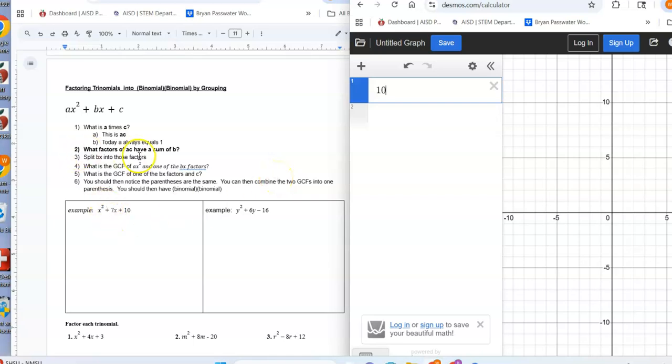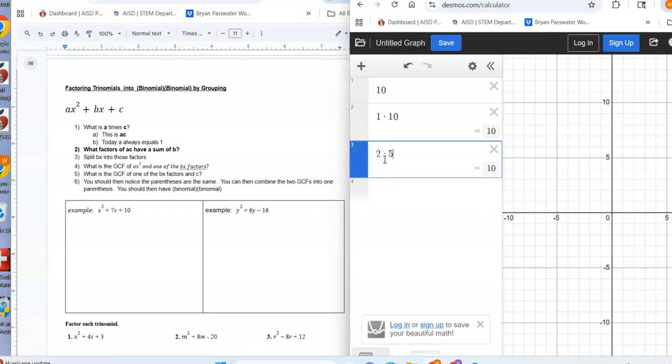Okay, what factors of AC have a sum of B? That's really the big question you have to ask yourself: what factors of this number, which is just 10 since a is 1, add up to 7? So let's do factors of 10. We have 1 times 10. That's 10, but the sum, meaning you add them, is 11. So it's not 1 and 10. 2 times 5 is 10. 2 and 5 are both factors of 10, and they also add up to 7. So these are the factors we want.